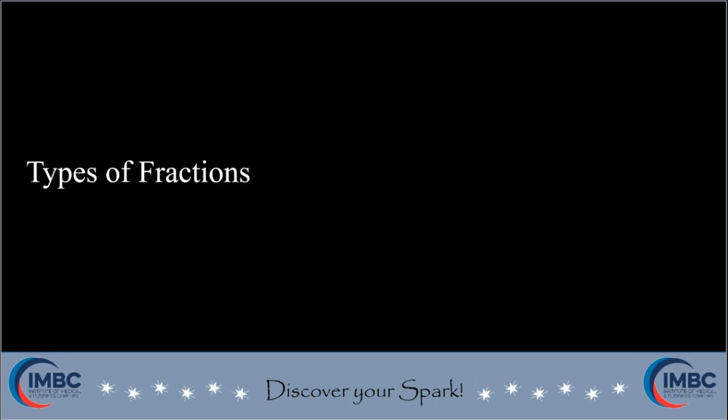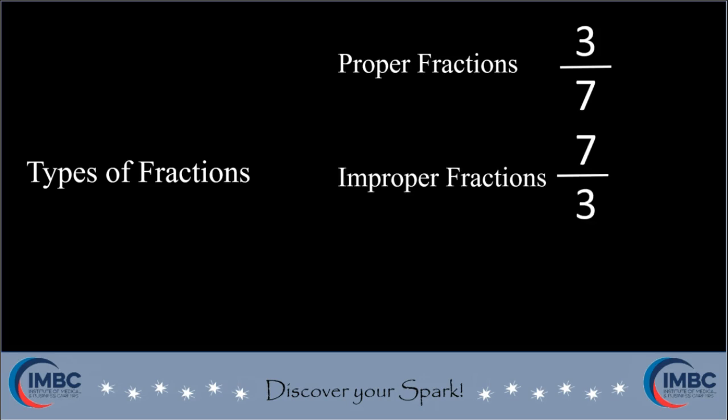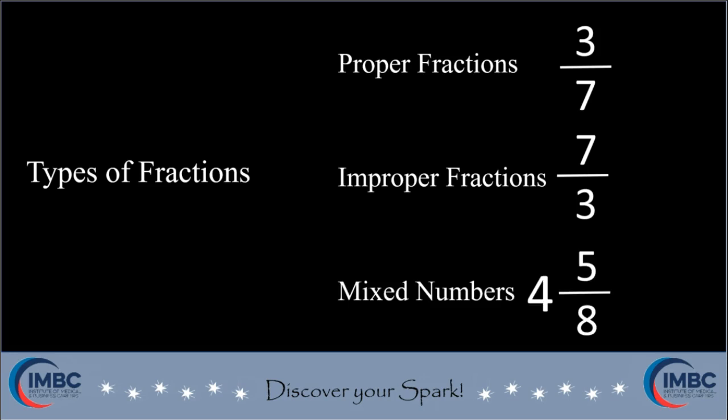Types of fractions. Proper fractions. A proper fraction is a fraction with a numerator smaller than the denominator, like 3/7. An improper fraction is a fraction with the numerator the same or larger than that of the denominator. And then we have mixed numbers. We have a mixed fraction and a whole number. So 4 is the whole, 5/8 is your fraction.